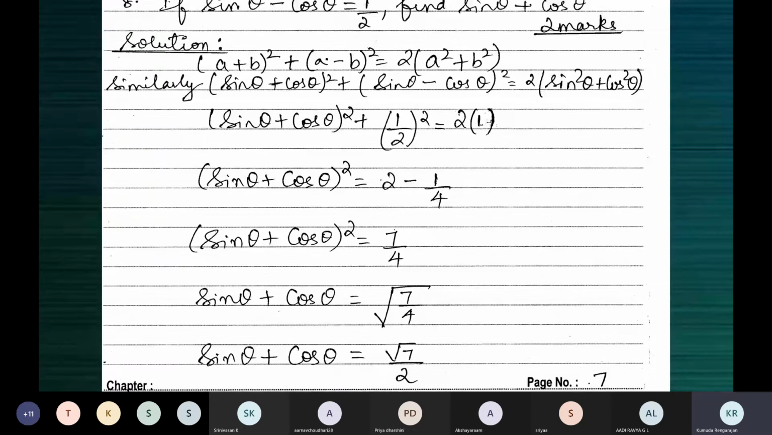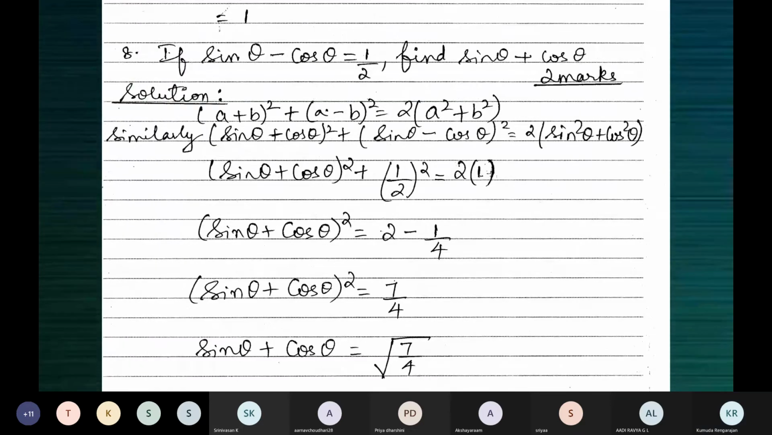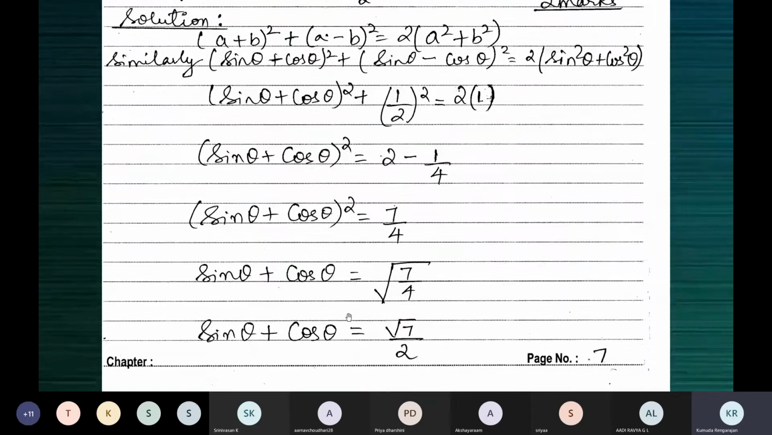This one we did yesterday. I think it's a reverse. We are given sine theta minus cos theta, and we are asked to find sine theta plus cos theta. I think yesterday it was given sine theta plus cos theta, and we had to find sine theta minus cos theta. Anyway, this we have done. You know this one.